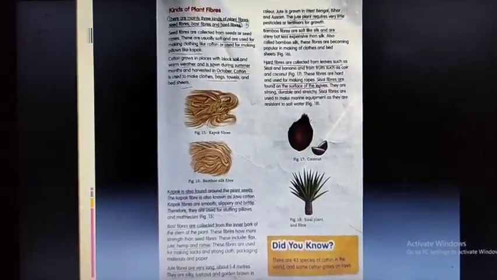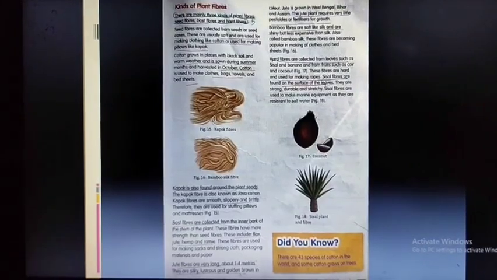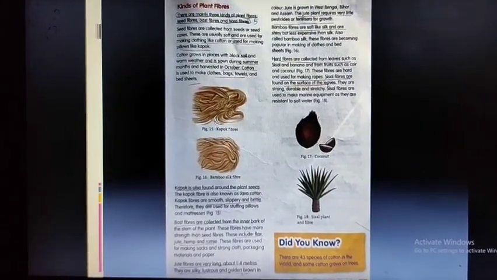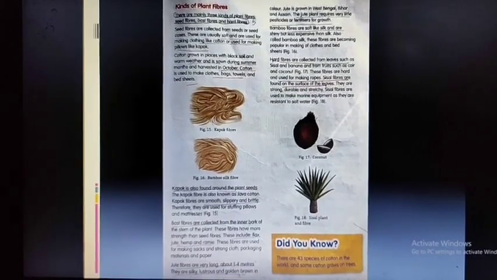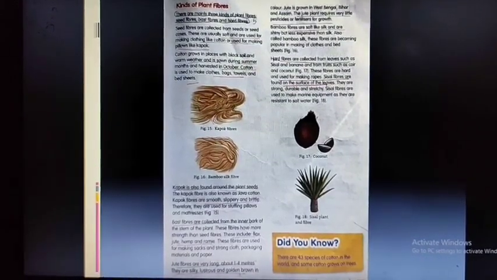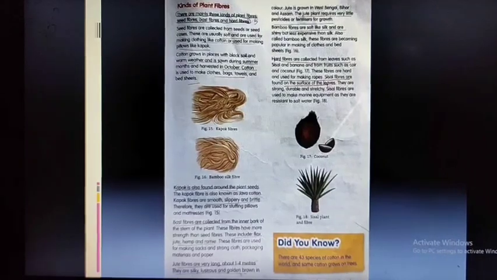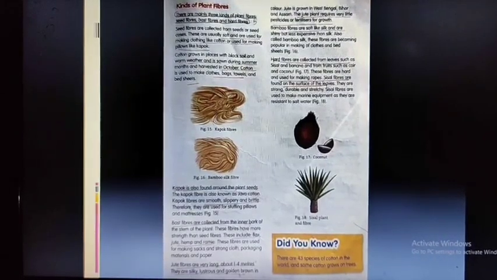Students, review the section of kinds of plant fibers from this picture so that we can discuss the different kind of fibers, their properties and their uses. You can pause the video.